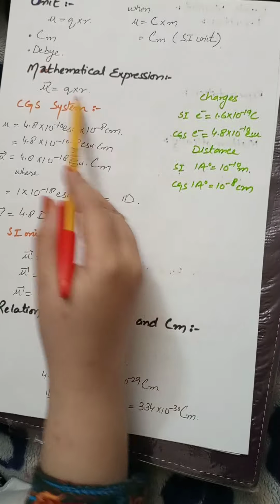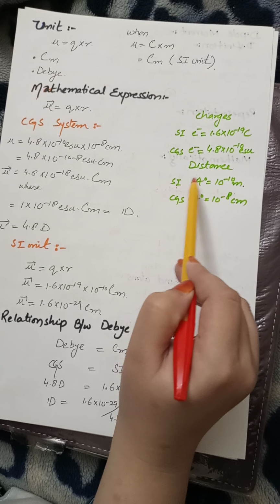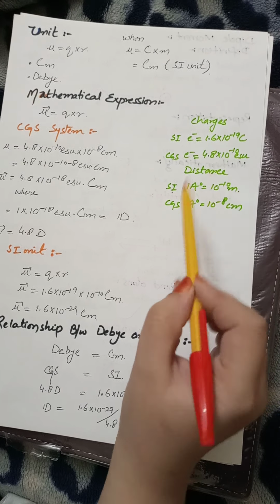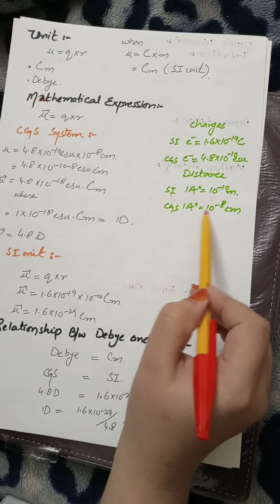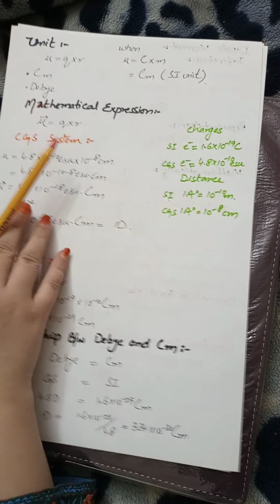Distance, like in the formula, we need a charge and we need a distance. So distance can be calculated in the SI system: 1 angstrom is equal to 10 raised to power minus 10 meter. And in CGS, 1 angstrom is equal to 10 raised to power minus 10 centimeter. Now let's put these values in the equation.